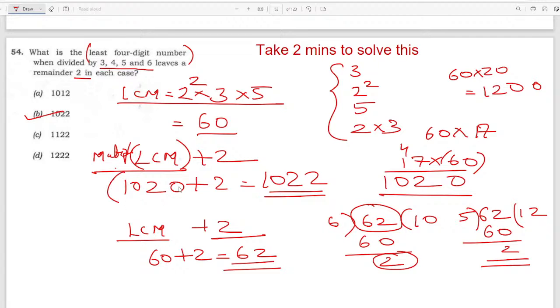That number is 1020. And then we add 2 to that. So that is 1022. And that is the least 4-digit number which, when divided by 3 or 4 or 5 or 6, will give you a remainder 2. I hope this is clear.